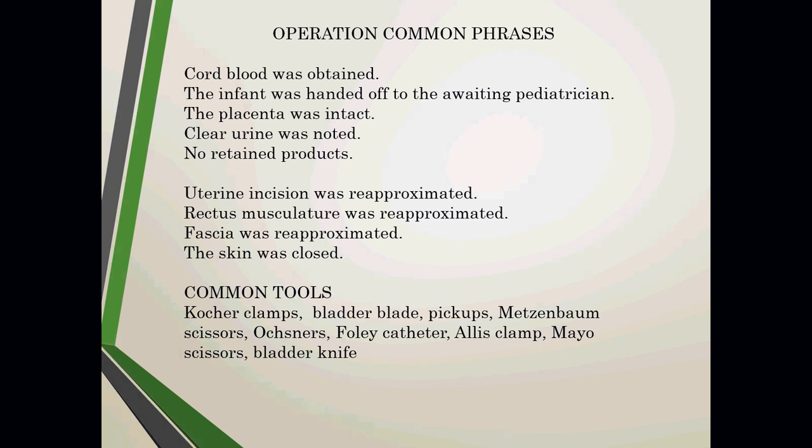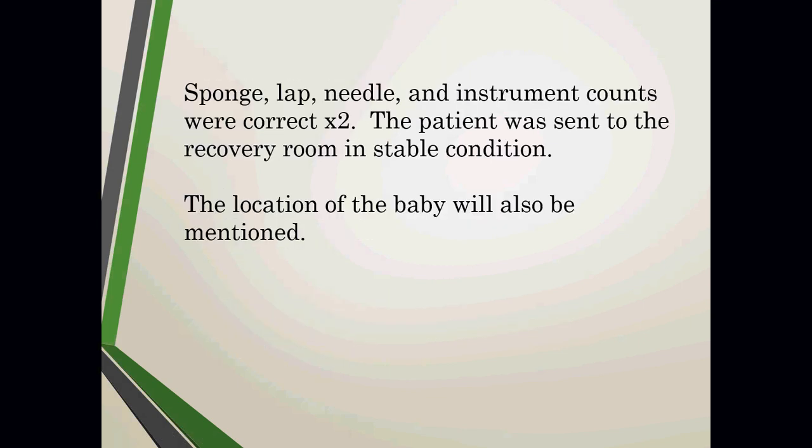These are some more terms, phrases. Control blood was obtained. The infant was handed off to the awaiting pediatrician, and that's awaiting, not waiting. The placenta was intact. That's important to know. No retained products. That's very important to know. You can get infections if there were any retained products left in there. Rectus musculature, Kocher clamps, bladder blade, pickups, Metzenbaum scissors, Foley catheter. You'll hear all of these over and over and over again. Just make lists. You're going to hear these over and over again.